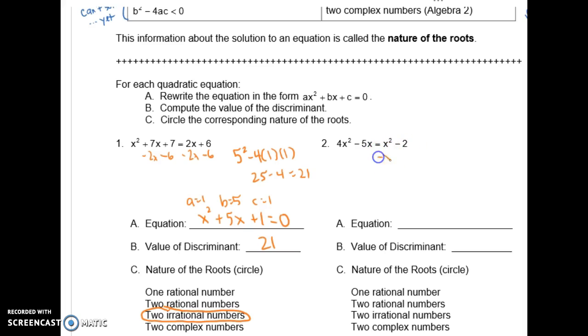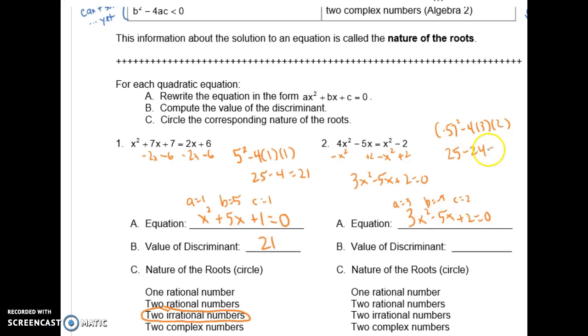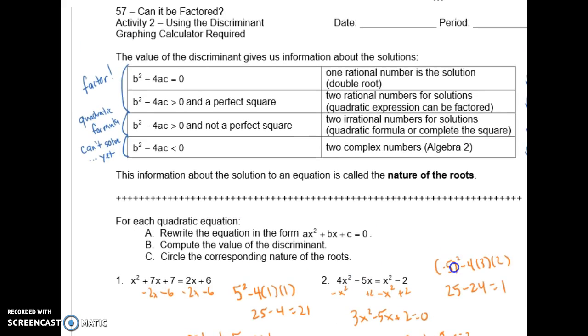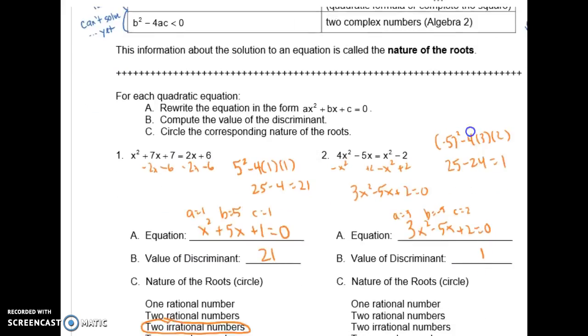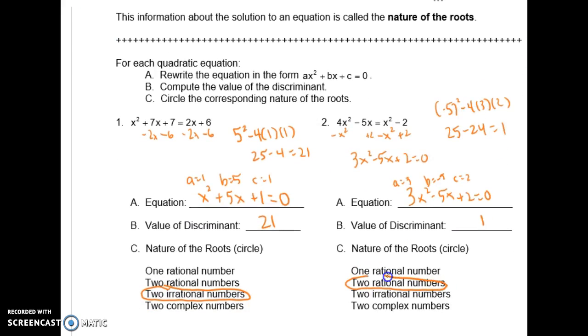In this one here, we're going to take away x squared and add 2. 3x squared minus 5x plus 2 equals 0. So there's our equation. And then we can take our discriminant. So a is 3, b is negative 5, and c is 2. And so negative 5 squared minus 4 times 3 times 2 is 25 minus 24. That's just 1. Based on my chart, greater than 0 and a perfect square would be 2 rational numbers.